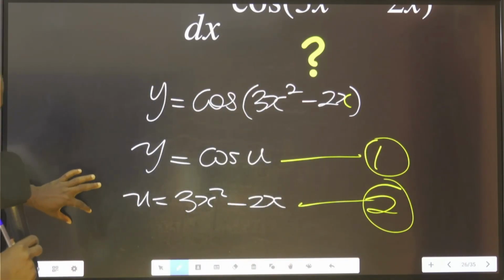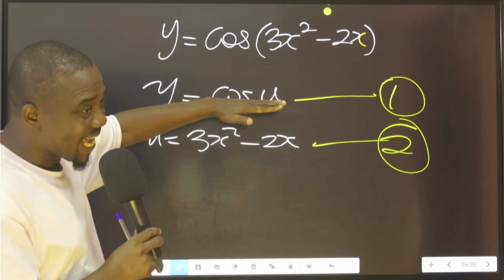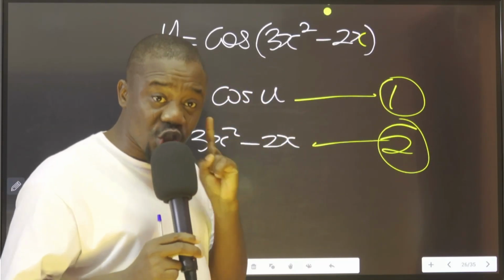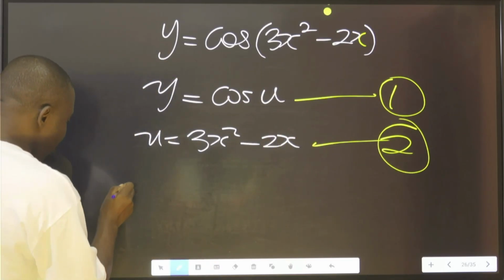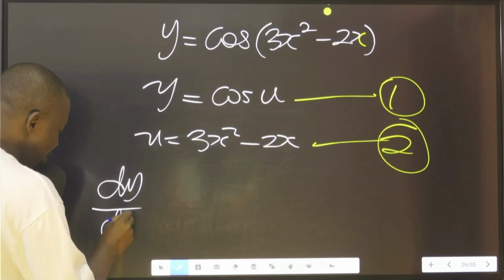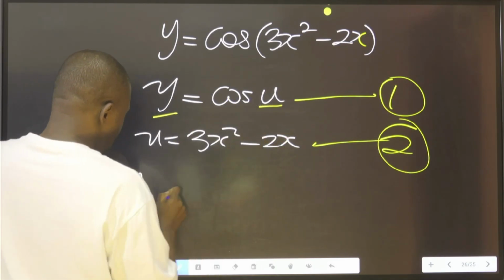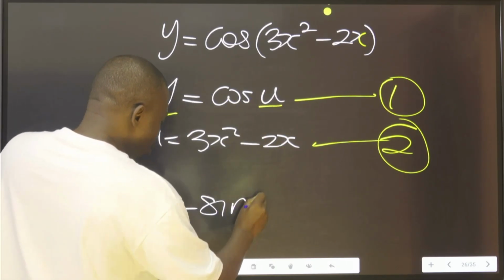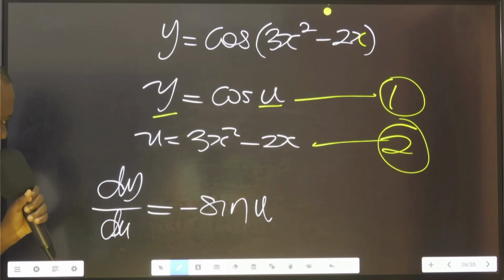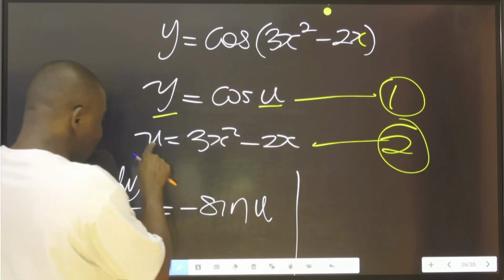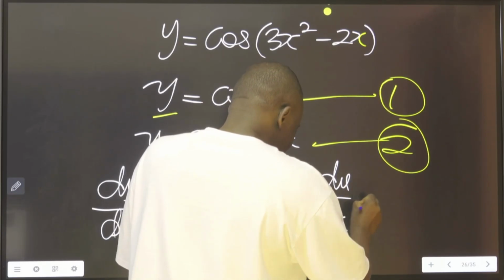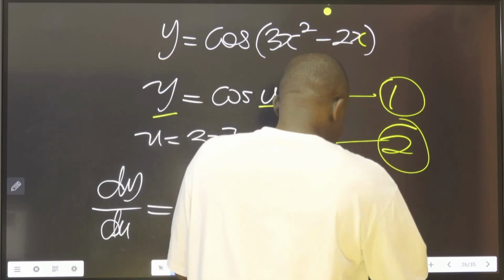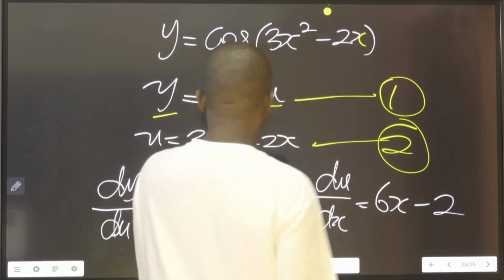Now we can solve this because this cosine is only with one child. These are all standard. So for the first one, we say dy over du. That is y versus u. This is minus sine u. That is standard. For the second one, we're going to say du dx. That is u versus x. It's equal to 6x minus 2.